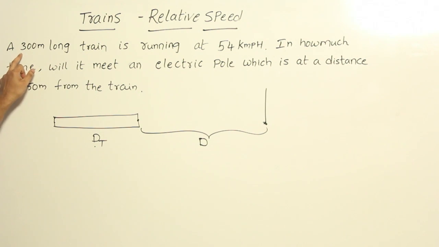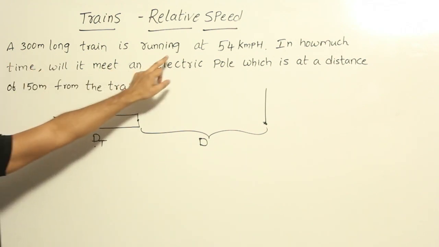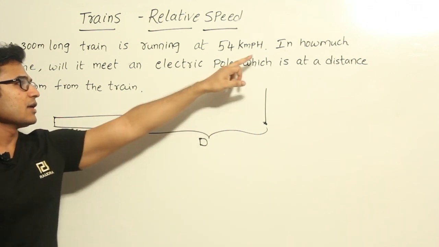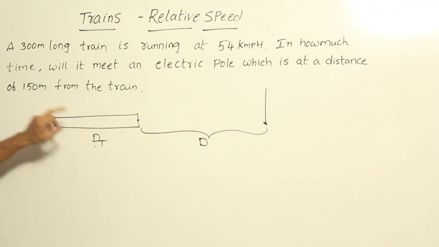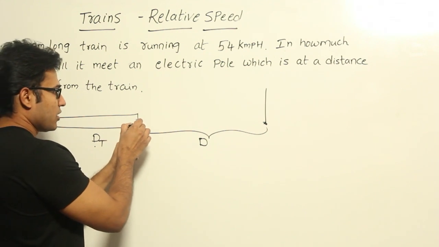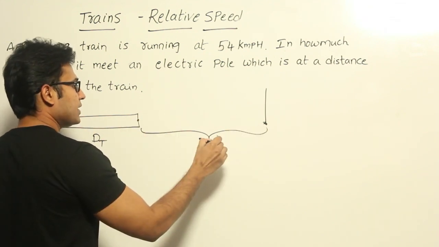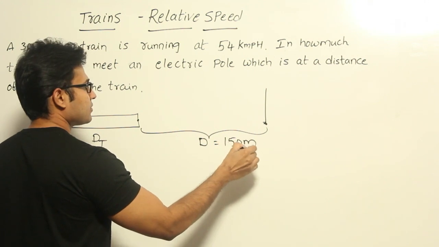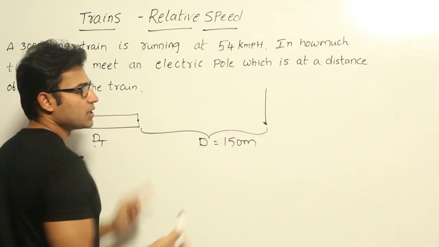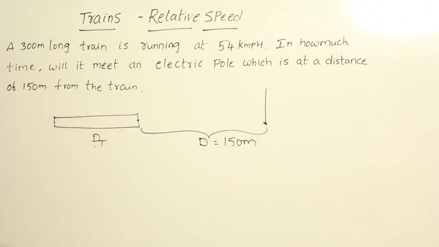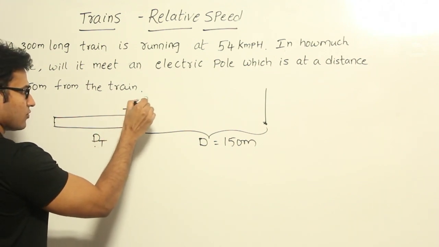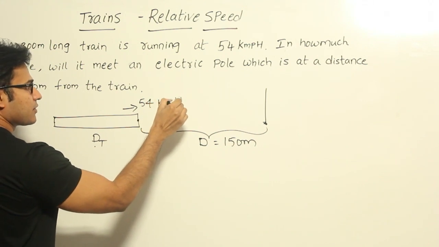Now the first question is, a 300-meter long train is running at 54 kilometers per hour. Then in how much time will it meet an electric pole which is at a distance of 150 meters from the train? So they are saying that from the starting of the train till the pole, the distance is equal to 150 meters. Now the question is, when is it going to meet the pole, right? Then you have to consider only this distance. And they have also given the speed, 54 kilometers per hour.